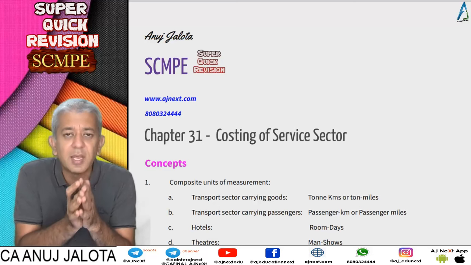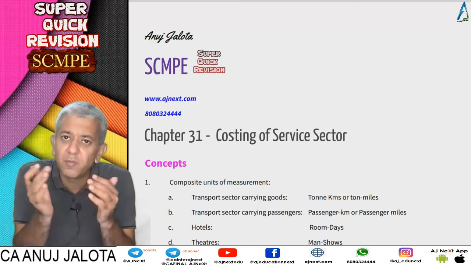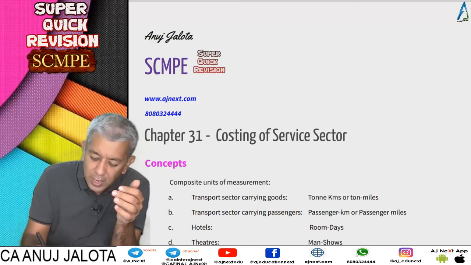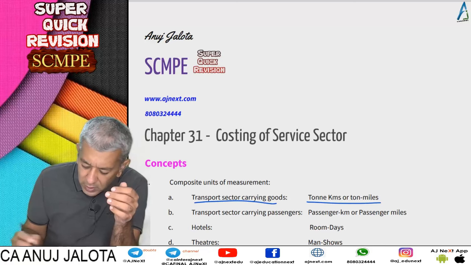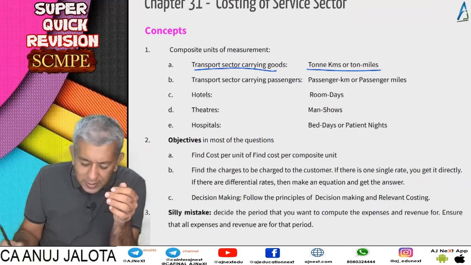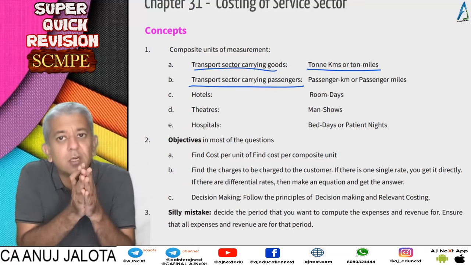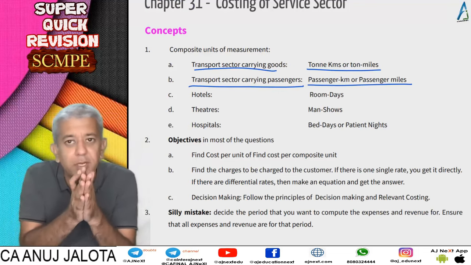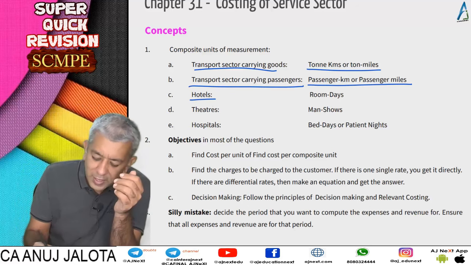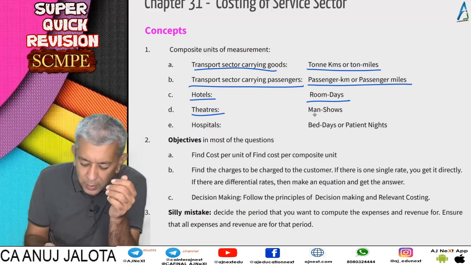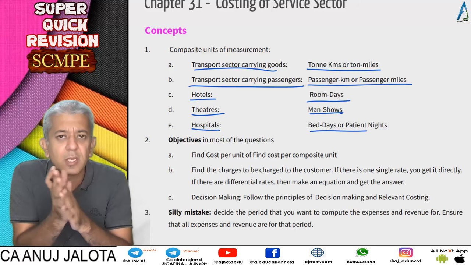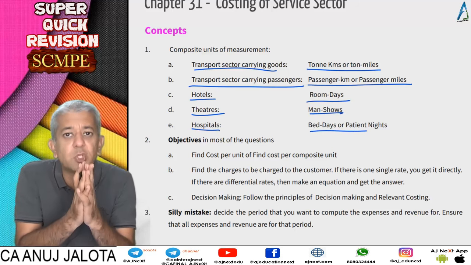So there are five things that you have to remember, one for each industry. For transport sectors that carry goods, by default, the unit for measurement of cost is ton kilometers or ton miles. Second, for the transport sector that carries passengers, it'll be passenger kilometers or passenger miles. For hotels, it's room days. For theaters, it's man shows. For hospitals, it's number of bed days, which can also be called number of patient nights.